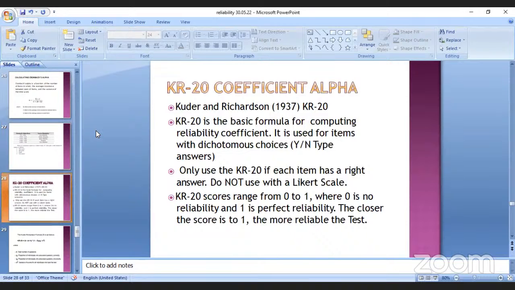Now, this is another way to measure internal consistency. And like we said, in Cronbach's alpha it has to be a scale like a Likert scale. And here, this KR20 is used for dichotomous answers, or items which are dichotomous in nature, that means which have yes, no type of answers. Here again, the range is 0 to 1, and scores which tend to 1 have more internal consistency than the scores which tend to 0.